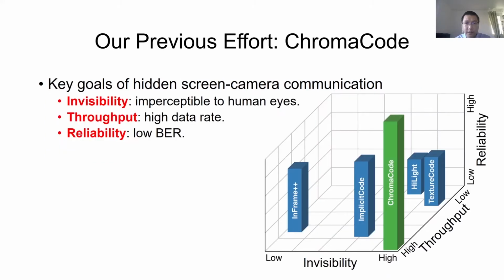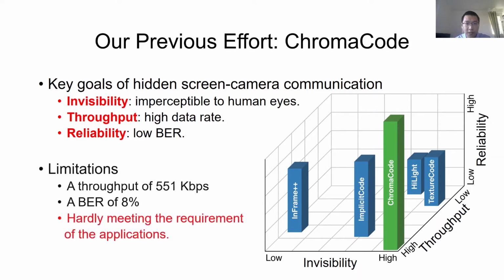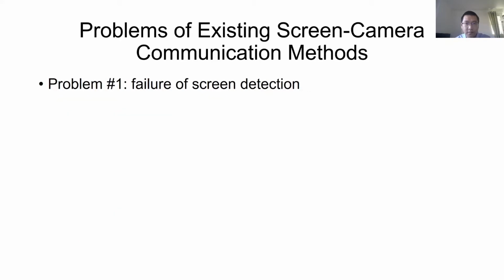A practical hidden screen camera communication method has to meet three complicating goals: high invisibility, high throughput, and high reliability. Our previous work, ChromaCode, achieves a throughput of 551 kilobits per second and a bit error rate of 8%. However, it still hardly meets the requirement of the multimedia applications mentioned above. We reveal two causes of limitations of existing works.